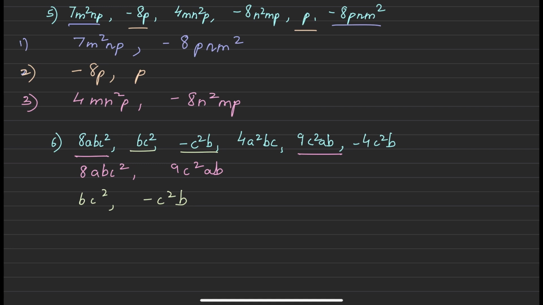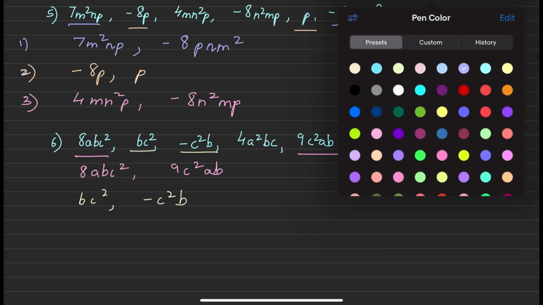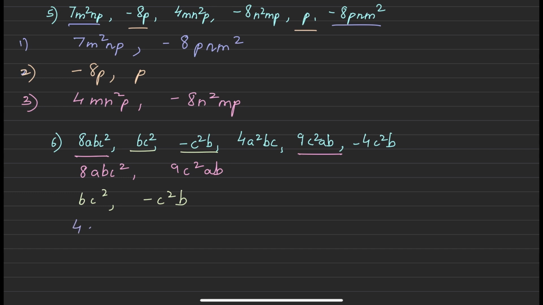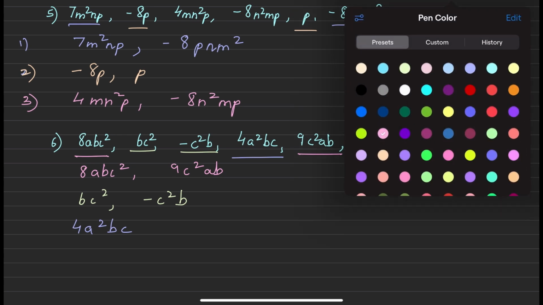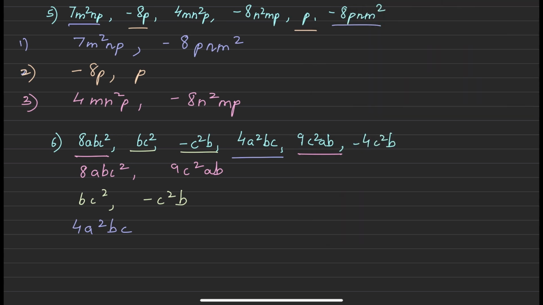Third, A square BC. Okay, now look, A square BC doesn't have another partner, so we just leave it all alone. For A square BC, it doesn't have a partner. The last one is only BC square, so even that does not have a partner, so we have to leave them alone. Group 4, negative 4 C square B. So this is group 1, group 2, group 3, group 4.